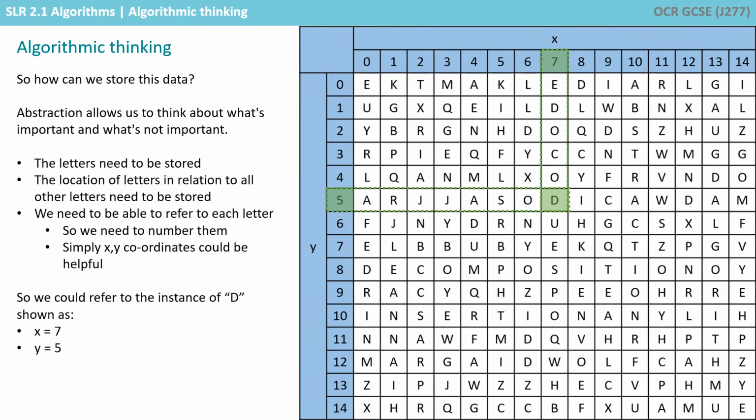So when we're looking at this instance of the letter D, for example, we know that X is 7 and Y is 5. And it will make deciding which letters to check next much easier because we can refer to them by their numbers or their coordinates.